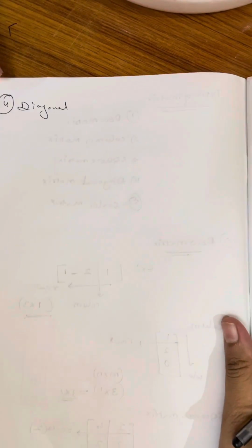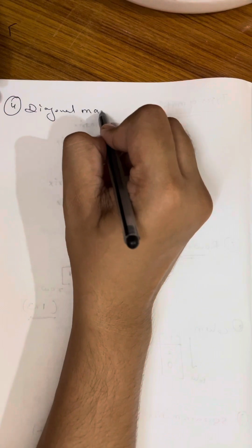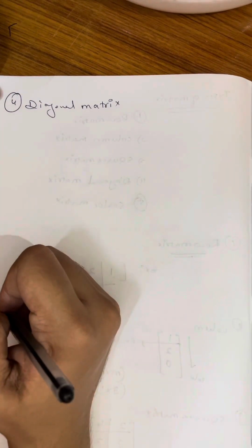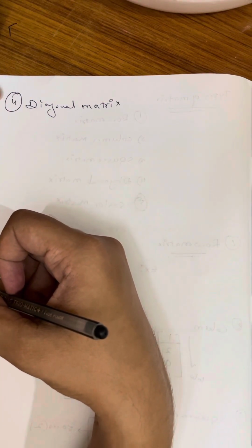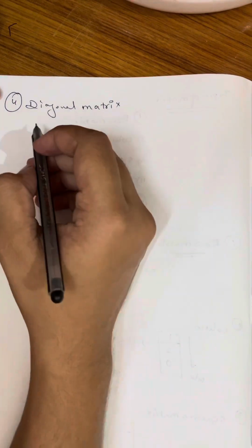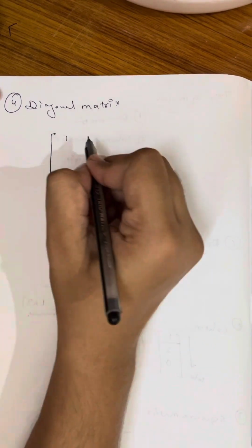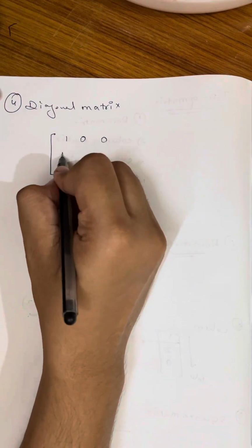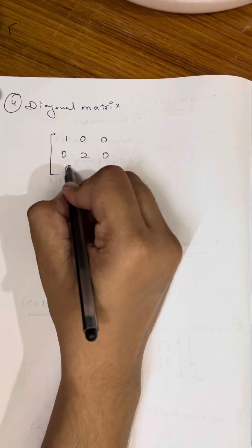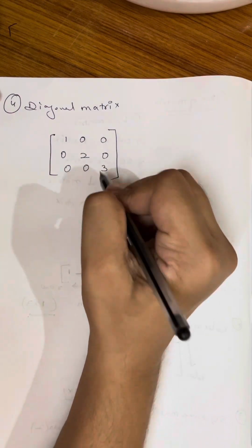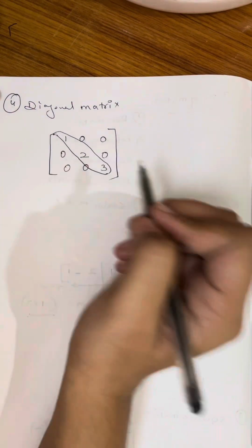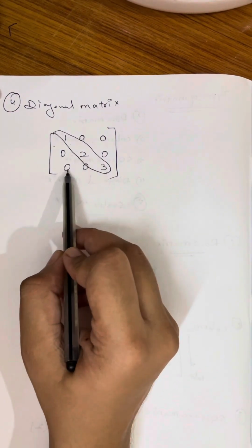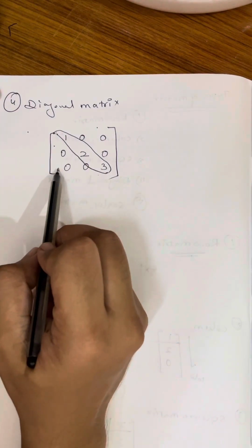Next one is diagonal matrix. What do you mean by a diagonal matrix? A matrix is said to be diagonal if its non-diagonal entries are zeros. For example, 1 0 0, 0 2 0, 0 0 3. See, this is called diagonal. This is the example I have taken.